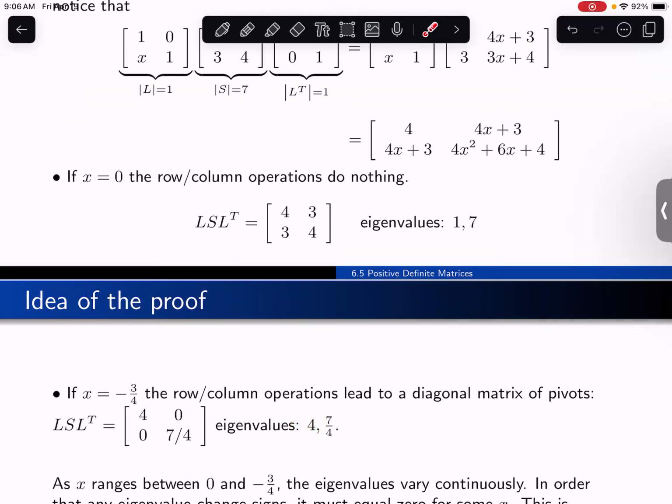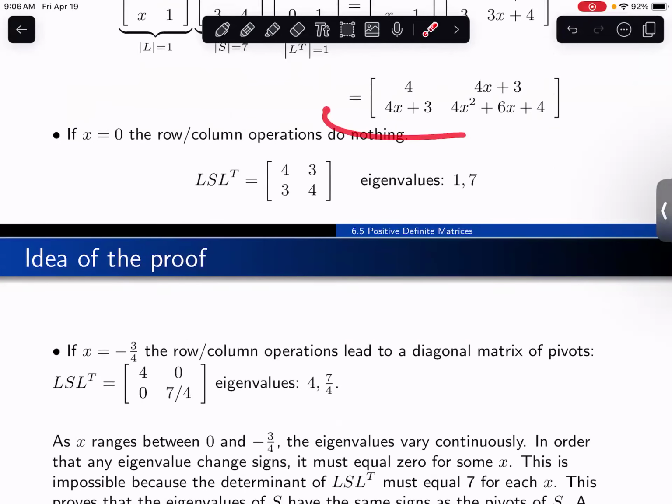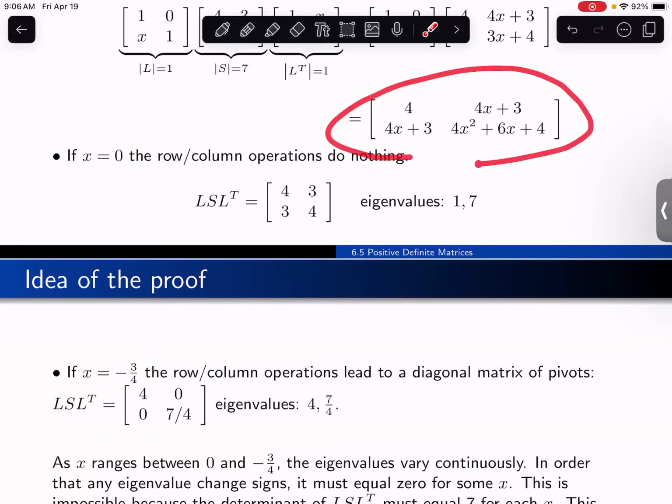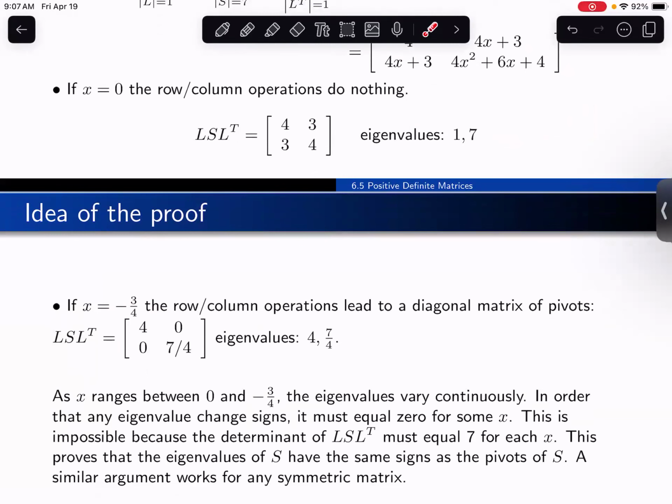And so this is where the intermediate value theorem comes into play. The reason why we wrote this matrix out as an equation is we want to see what happens as x varies from 0 to minus 3 over 4. And if we let x vary from 0 to minus 3 over 4, the eigenvalues that we're finding based off of these various matrices are going to vary continuously. But the big idea is we're going from eigenvalues that are positive to eigenvalues that are positive.